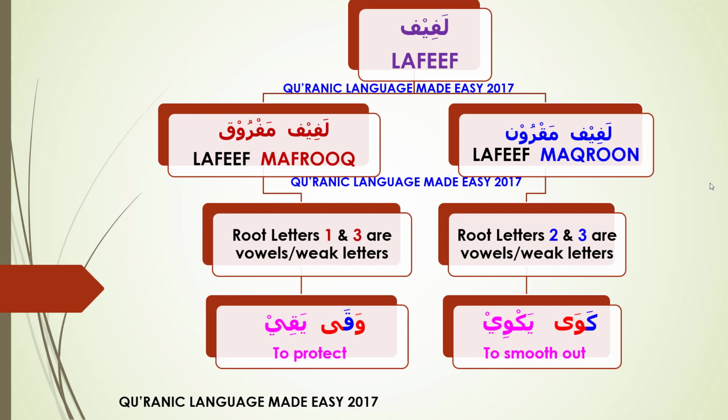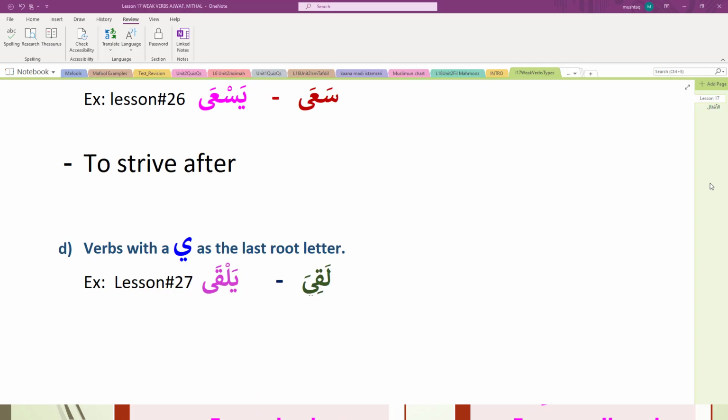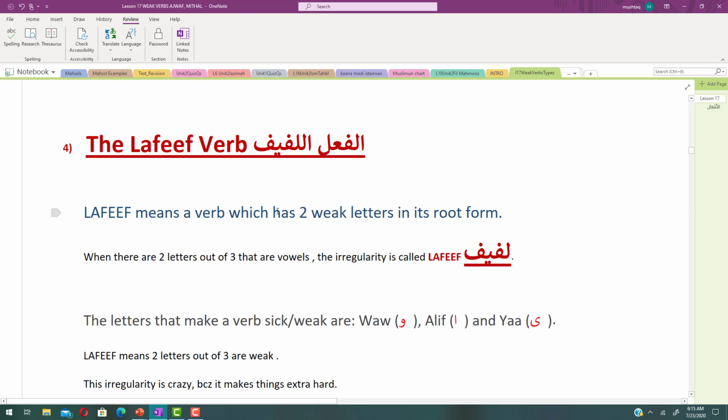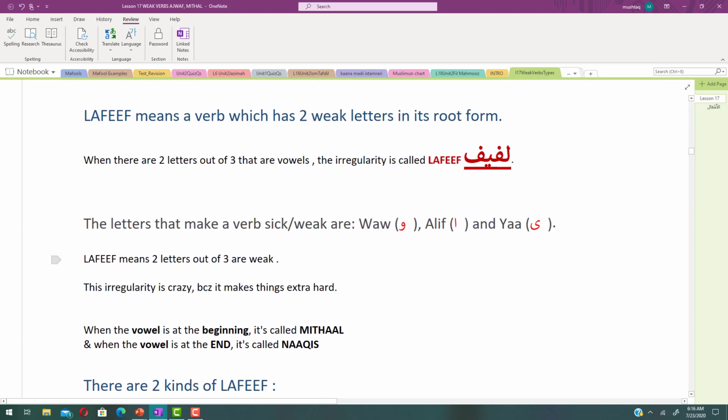Next is the fourth type of weak verb, which is lafif. Lafif means a verb which has two weak letters in its root form. When there are two letters out of three that are vowels, the irregularity is called lafif. The letters that make a verb sick or weak are what? They are alif, waw, and ya. And lafif means two letters out of three are weak. And this irregularity is crazy. Why? Because it makes things extra hard.